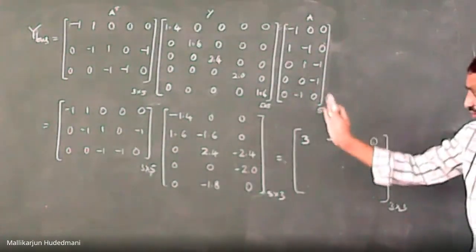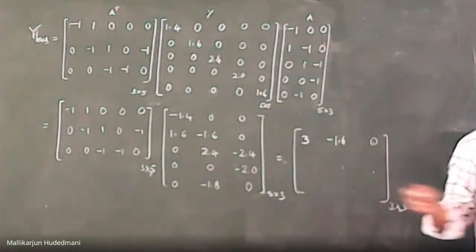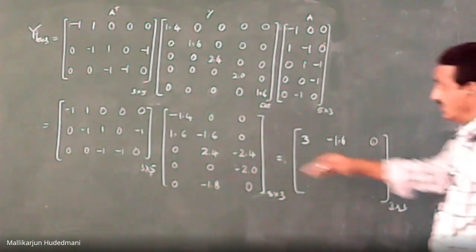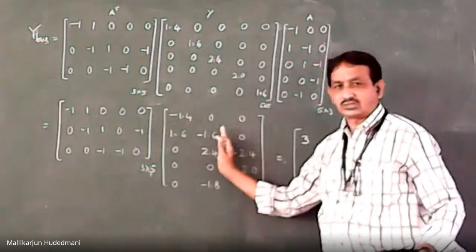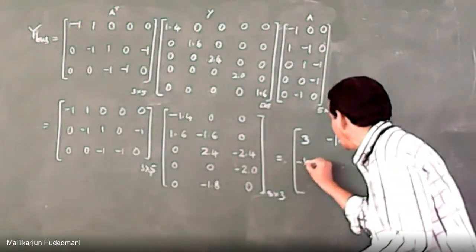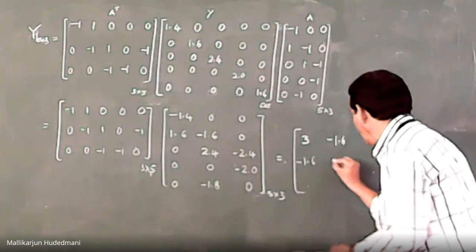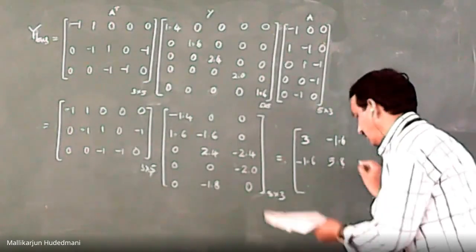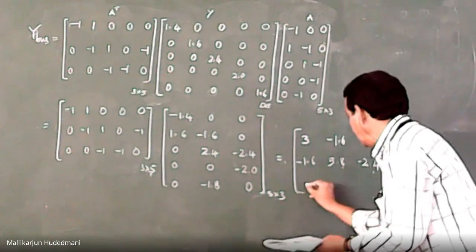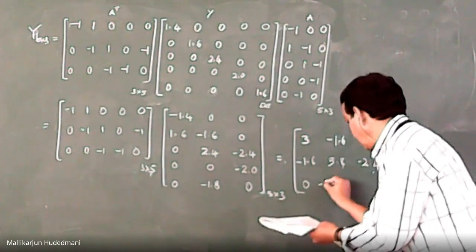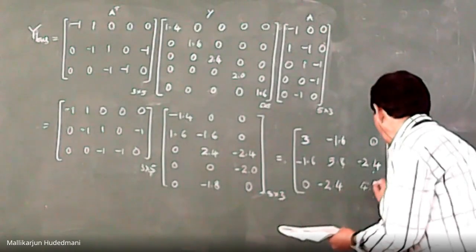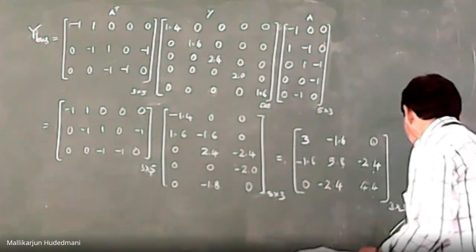So first row, first column, first row, second column, first row, third column. If I go ahead, I'll be representing this. Same way, if I go with the second row, first, second, third column, I would get, without fail, minus 1.6, and I have 5.8, and I have minus 2.4 likewise, and 0, and it is minus 2.4, and the final one is 4.4. This is your final answer.